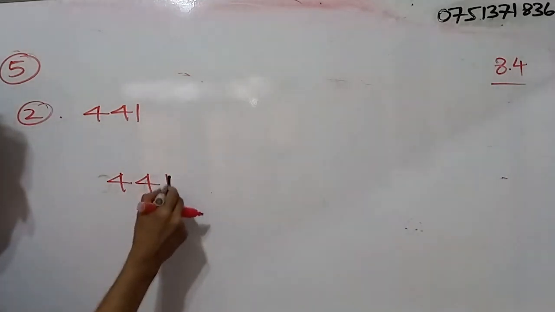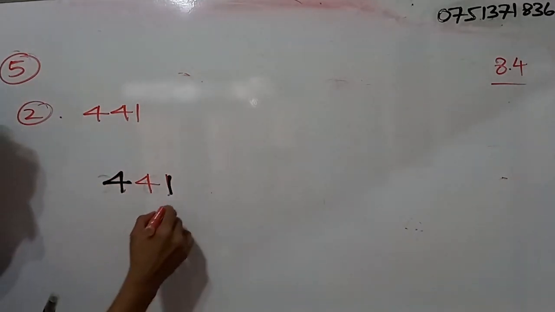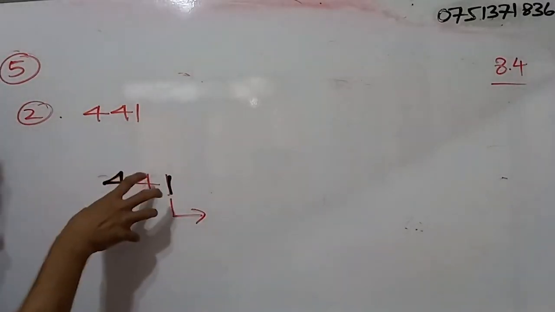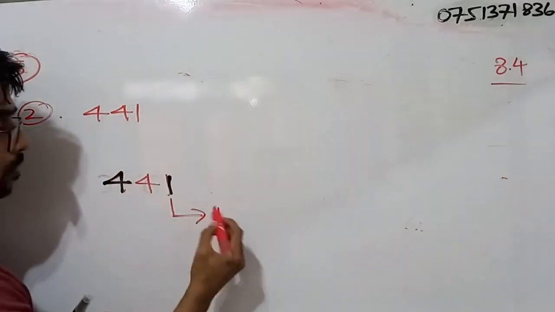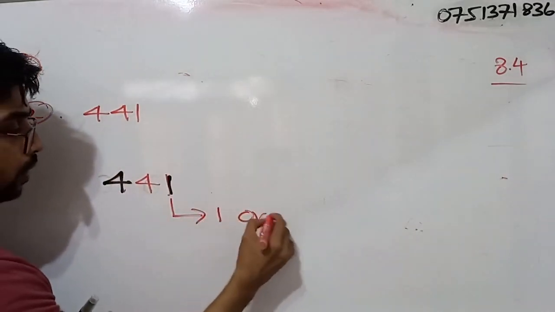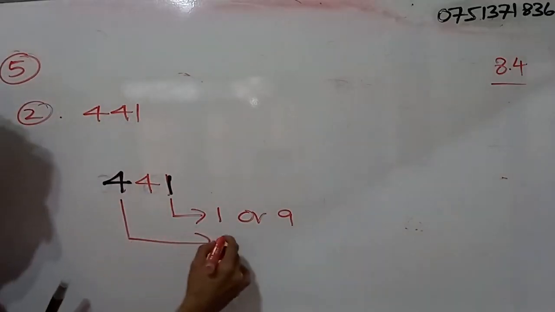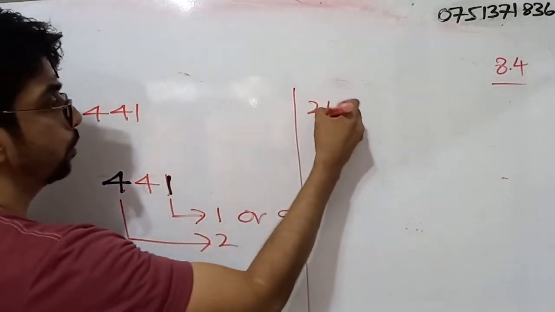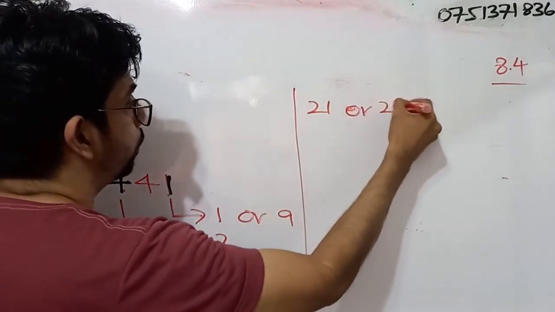These are the two digits that we need to concern ourselves with. This is 1. That means if you think about the square root of this number, the digit in the ones place can be 1 or 9. Then here we have 4. The square root of 4 is 2. So the possible numbers are 21 or 29.